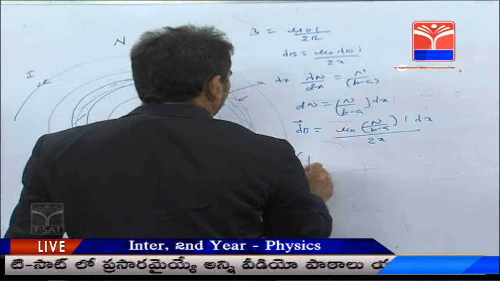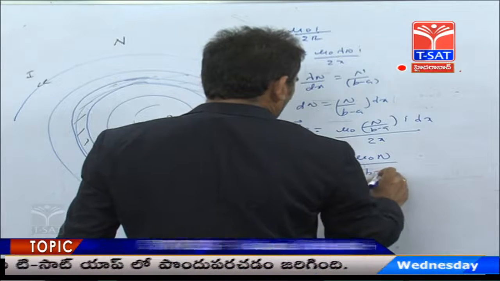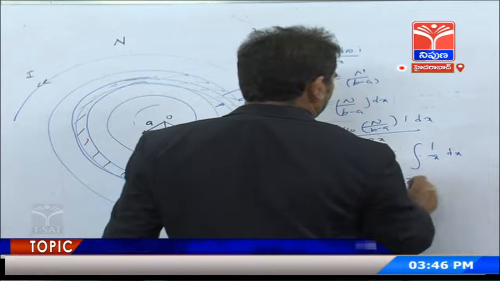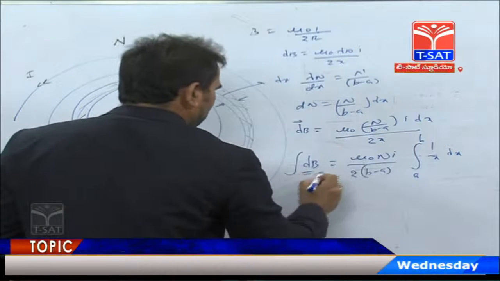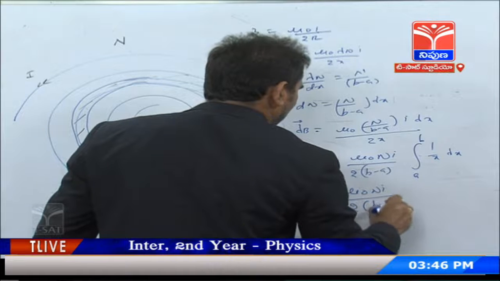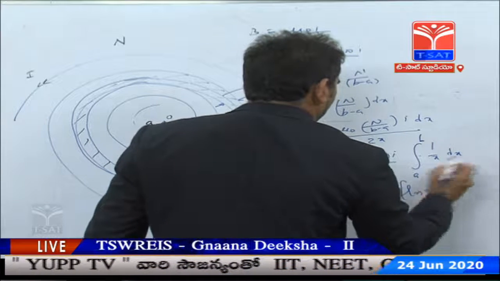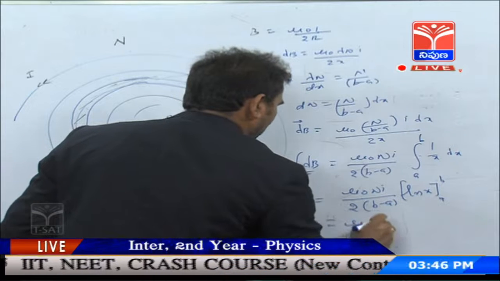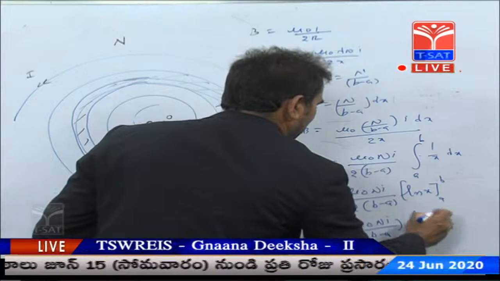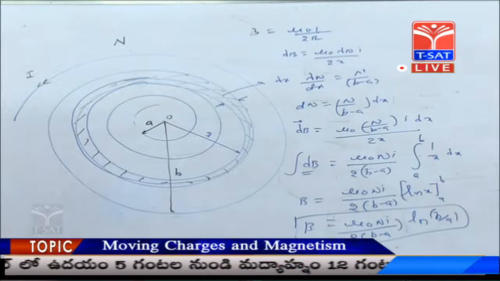The net magnetic field induction is given by B equal to mu naught n I upon 2 into b minus a, these are constants. The remaining term is the integration of 1 by x into dx between the limits a to b. The integration of 1 by x is ln of x between the limits a to b. Therefore, B is equal to mu naught n I upon 2 into b minus a times ln of b by a. Since log b minus log a is equal to log of b by a, this is the net magnetic field induction at the center of the spiral.